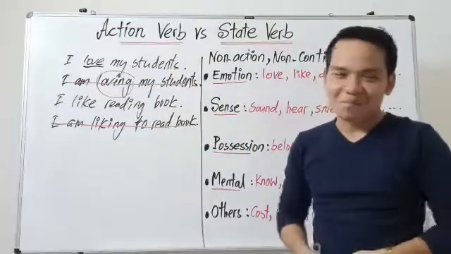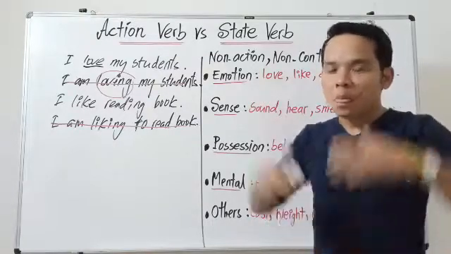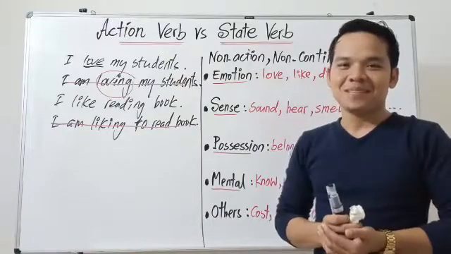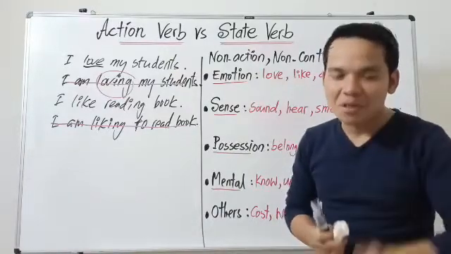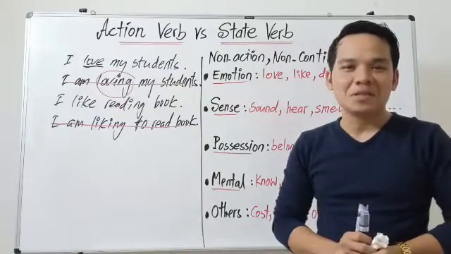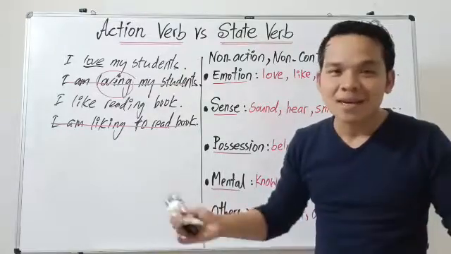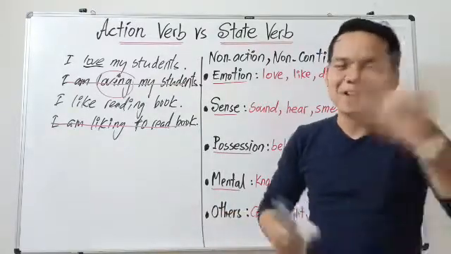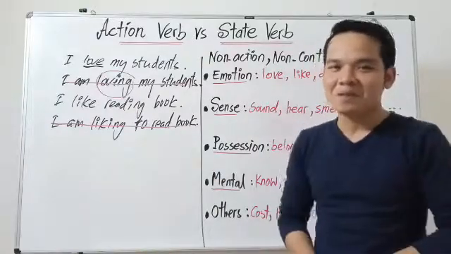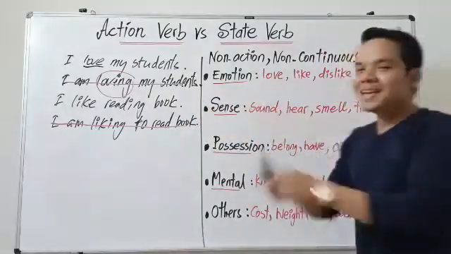Again and again, note that stative verbs are all verbs that don't show the action. And one more, stative verbs are not used in present progressive, not used in continuous tense, not used in progressive tense. Not only present, but past and future, we cannot use stative verbs in progressive tense. Okay, so exactly not.